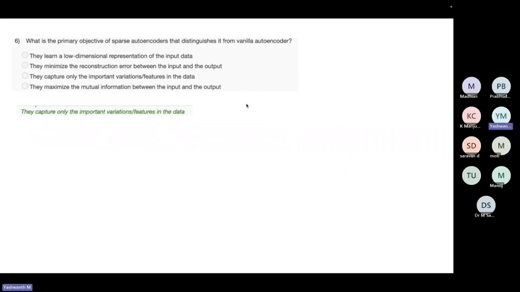So, what is the primary objective of sparse autoencoders and how is it different from the usual autoencoder? Any autoencoder learns the low dimensional representation, but the objective of a sparse autoencoder is to extract the most important variations in your feature data.